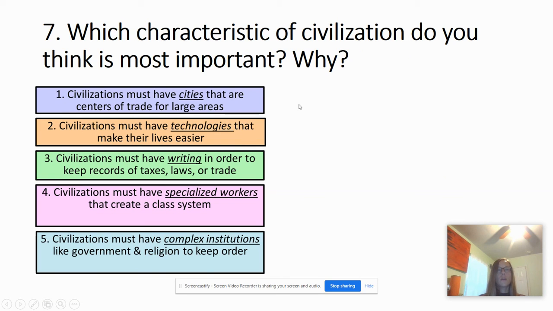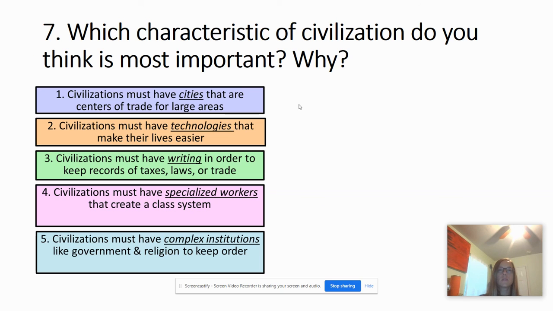So now that we're at the end of our overview of the characteristics of a civilization and the early river valley civilizations, I want you to think and reflect on this question. Which characteristic of civilizations do you think is the most important, and why?